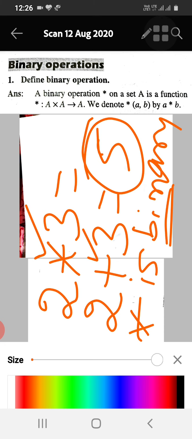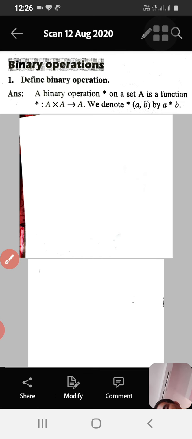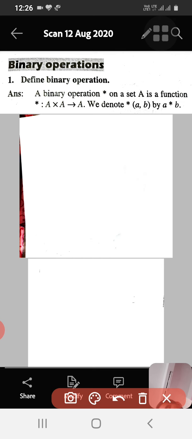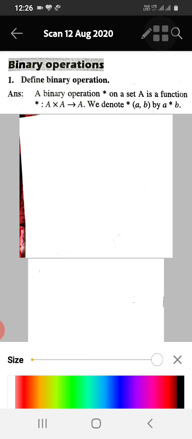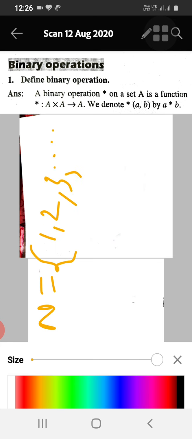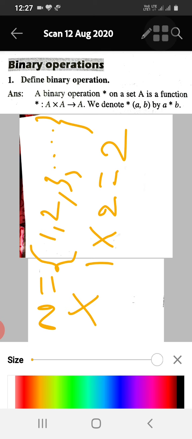Let us consider another example and see what happens. Consider the same set, natural numbers. Here I will consider multiplication. Now my sign is multiplication. If I multiply any two natural numbers, say 1 and 2, 1 into 2, I get 2. So multiplication of any two natural numbers gives a natural number. What is my conclusion?